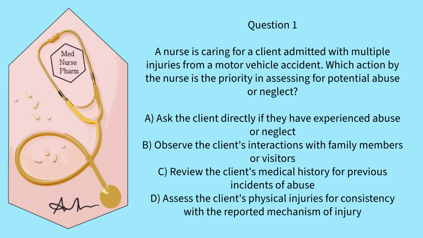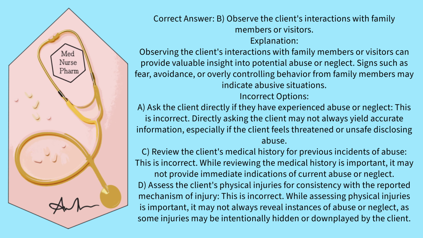Pause the video and select your answer. If you chose option B, you are correct. Observe the client's interactions with family members or visitors. Observing the client's interactions with family members or visitors can provide valuable insight into potential abuse or neglect. Signs such as fear, avoidance, or overly controlling behavior from family members may indicate abusive situations.